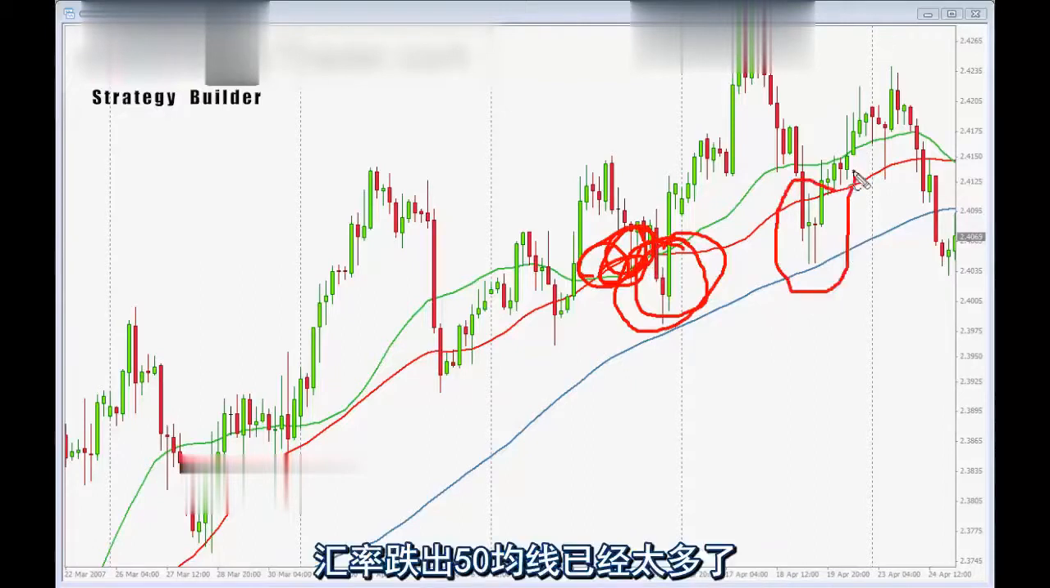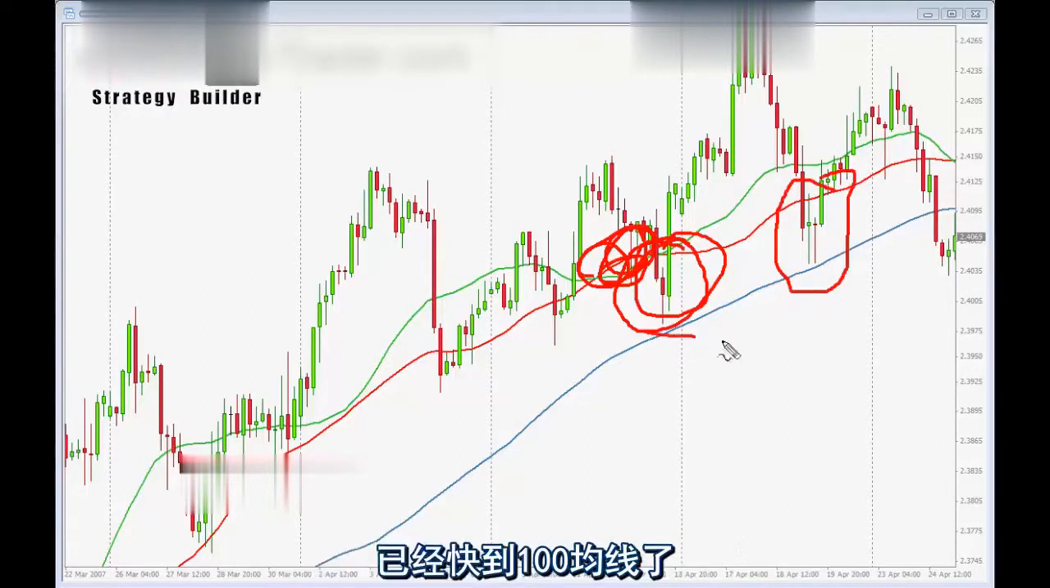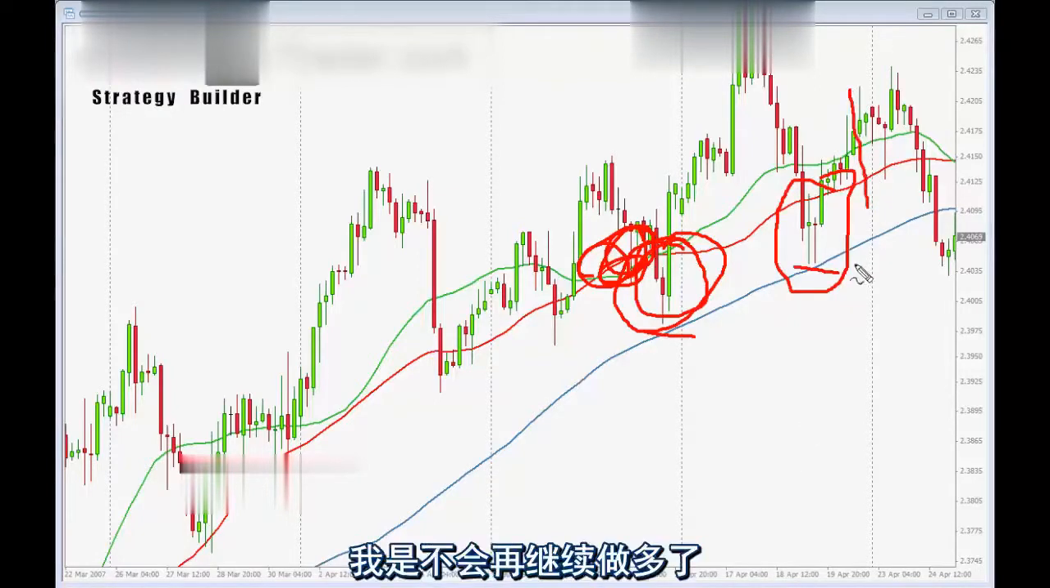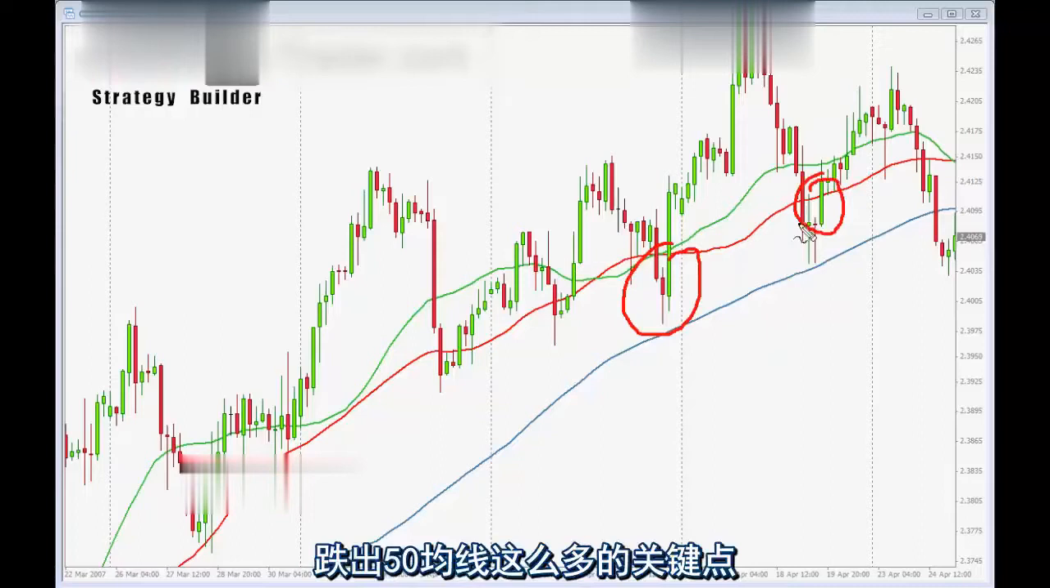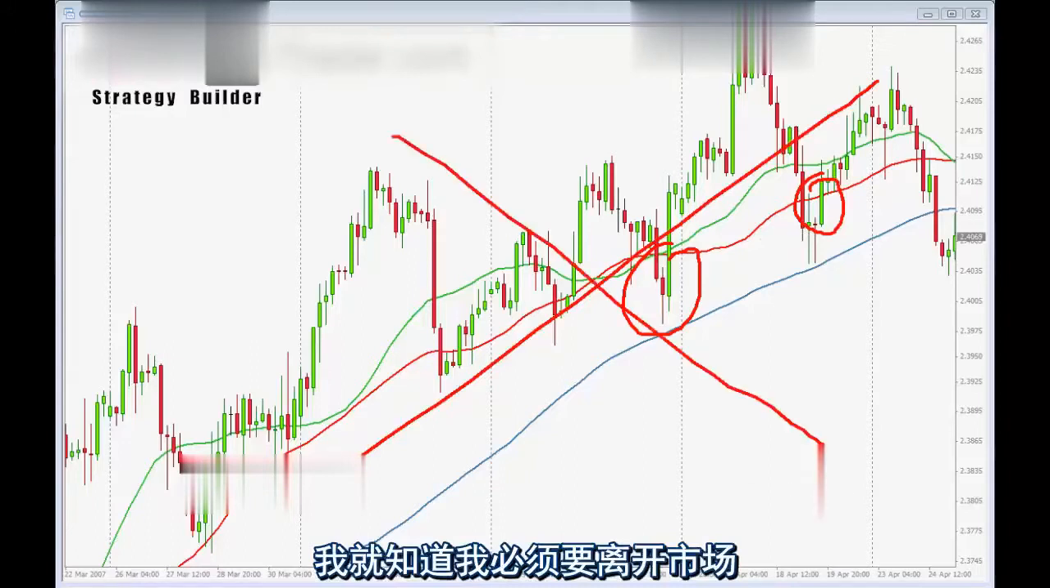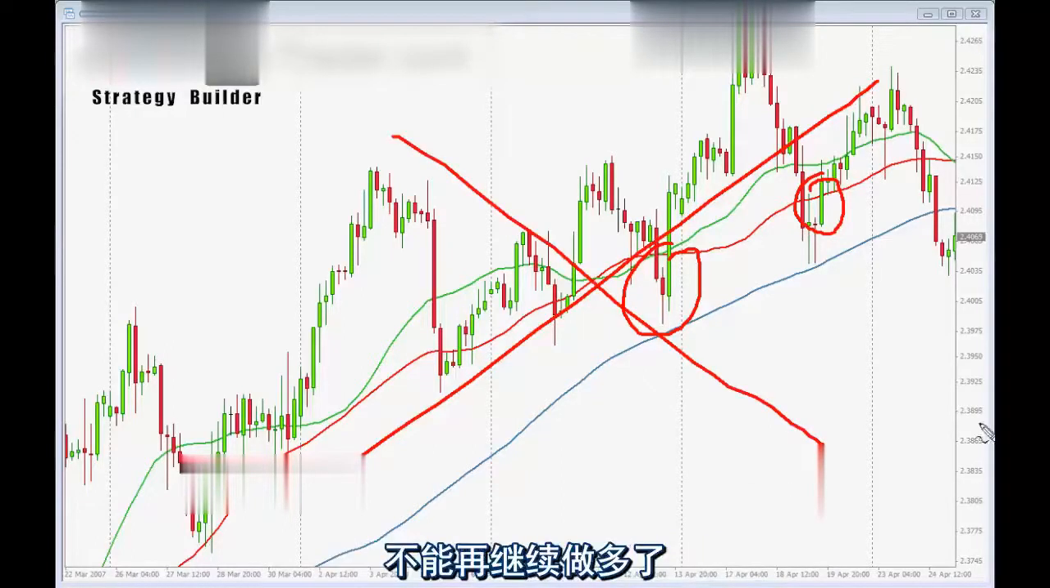Price is biting too hard into the 50, almost to the 100. For me, it would have been time at this point to not search for a long entry anymore. Once I see these two bites too hard into the 50, it was certainly a warning enough for me to cancel the whole thing and stop looking for long opportunities here.